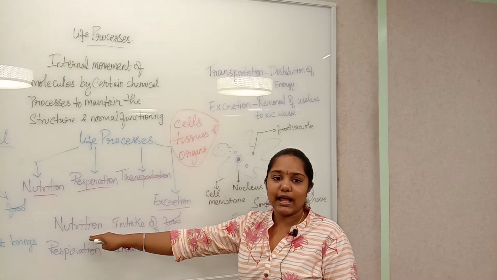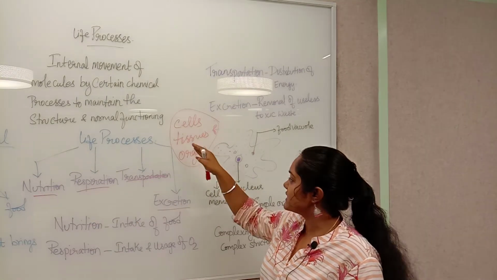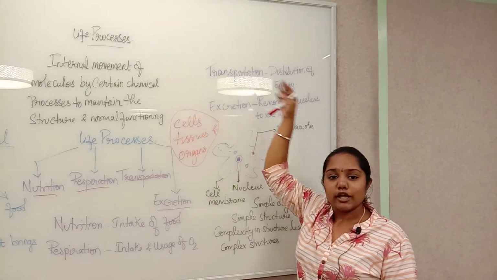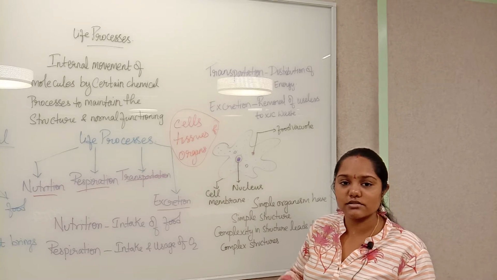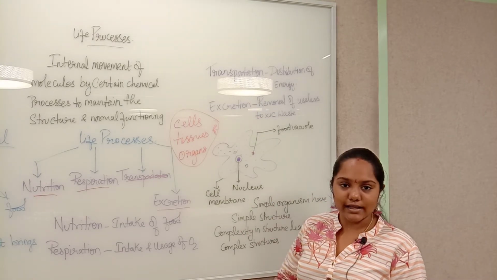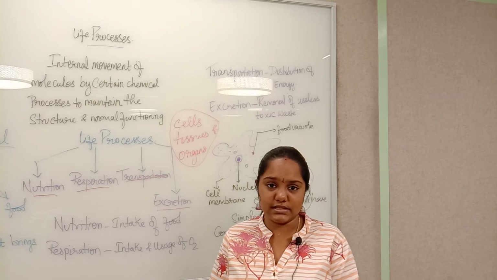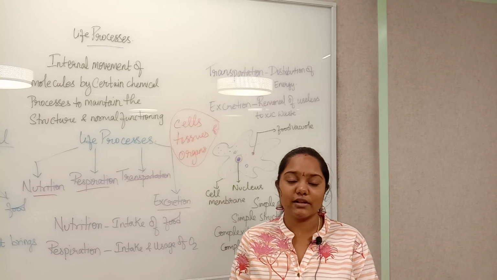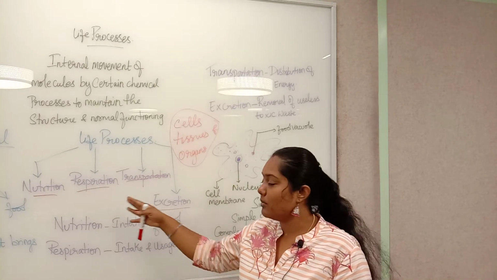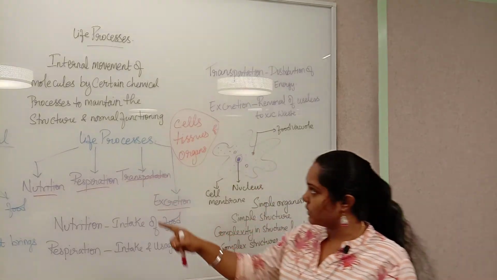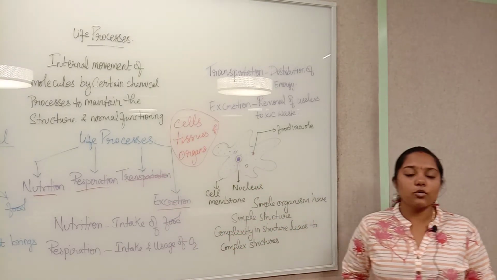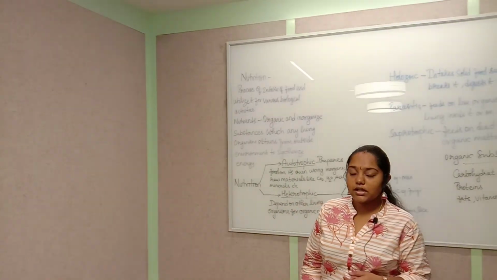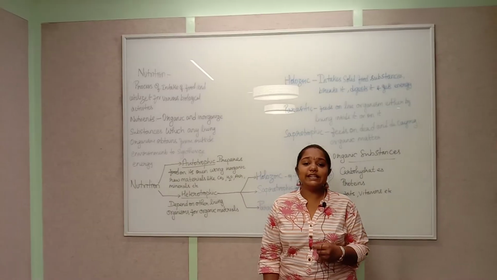Now, nutrition will have separate advanced cells, tissues, and organs to perform this process. The transportation will have its own separate cells, tissues, and organs to perform the transportation function. Likewise, as the size and complexity of the organism increases, the cells and tissues inside also develop to enable and perform all these functions. I think we are clear with the concept of life processes. Let's move on to the first concept, nutrition. I think you know what nutrition is. Now nutrition, as I said, is intake of food.